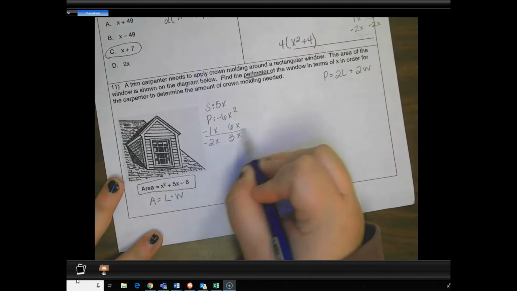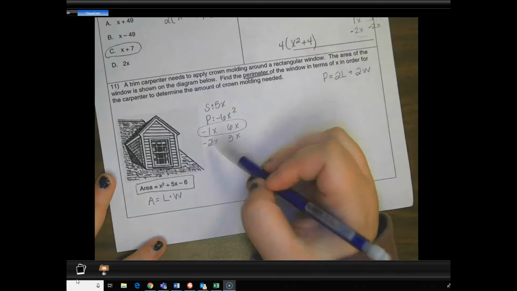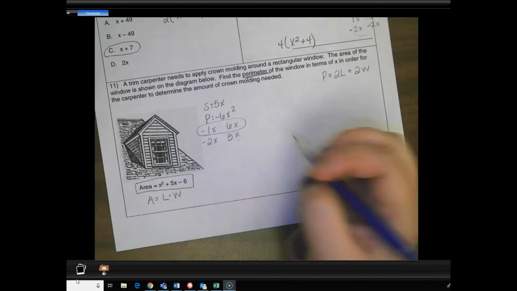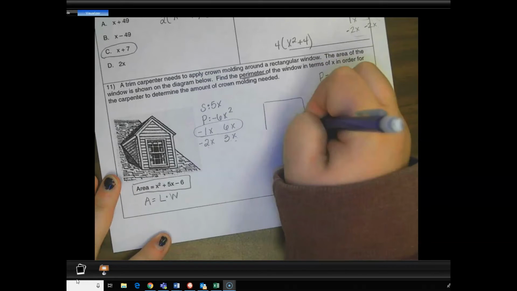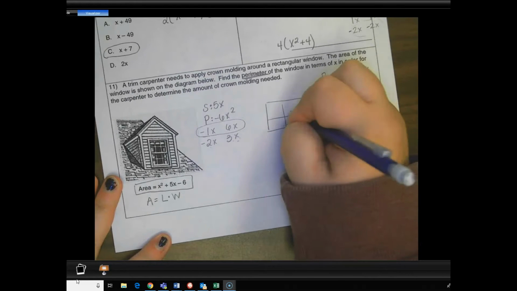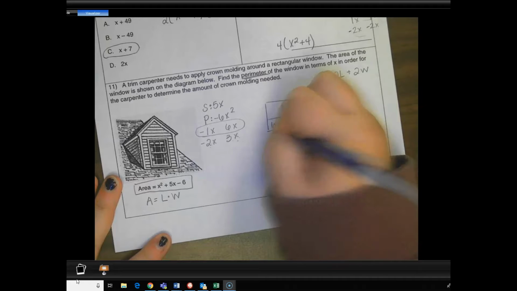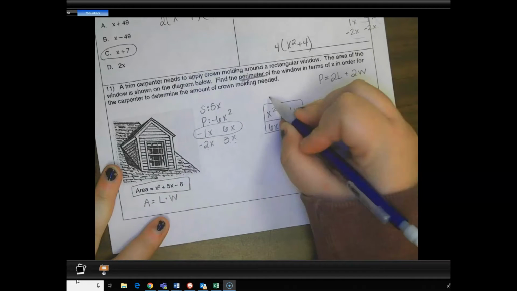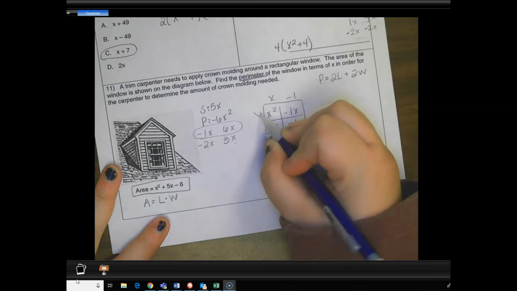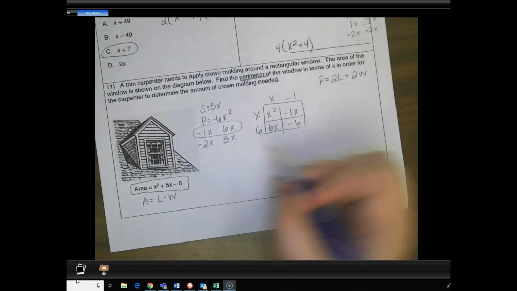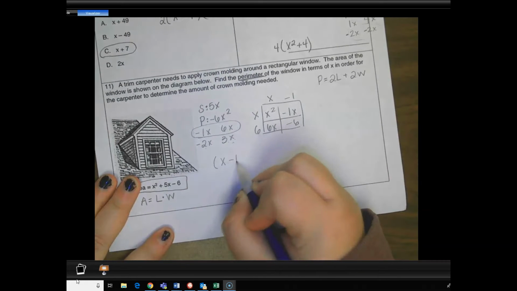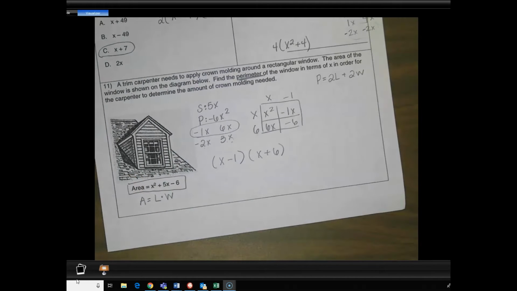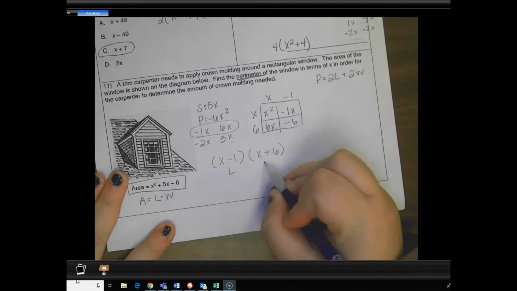Yes, negative 1x and 6x. I can see why some of you might choose this one, but remember, negative 2 plus 3 is a positive 1. So I'm going to make my boxes. My first one is negative 1x and 6x. My lead term was x squared, and then my last term. So from here, we should be good, I hope. So my two terms are x minus 1 and x plus 6. Does it matter which one's my length and width? No. So I'm just going to pick.